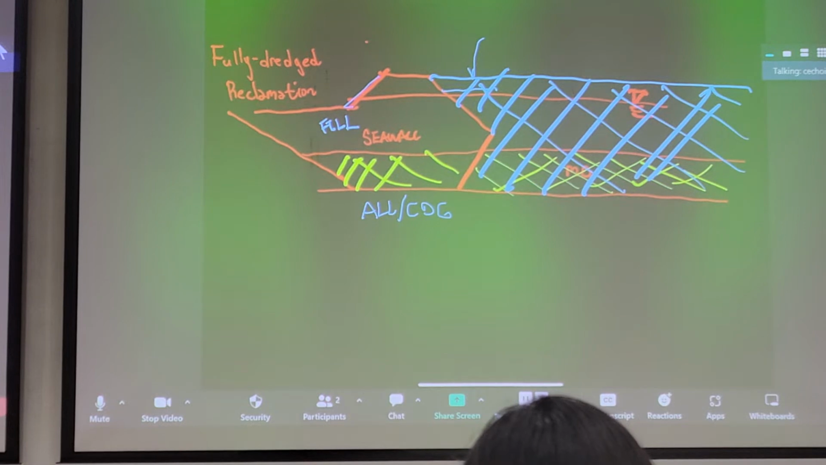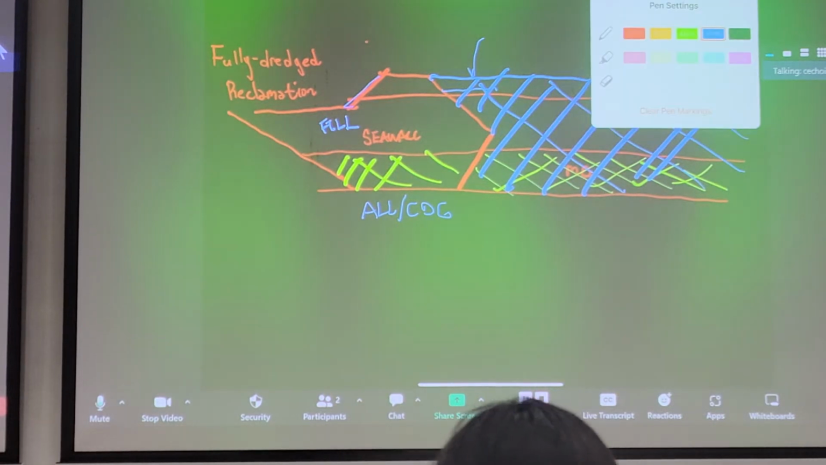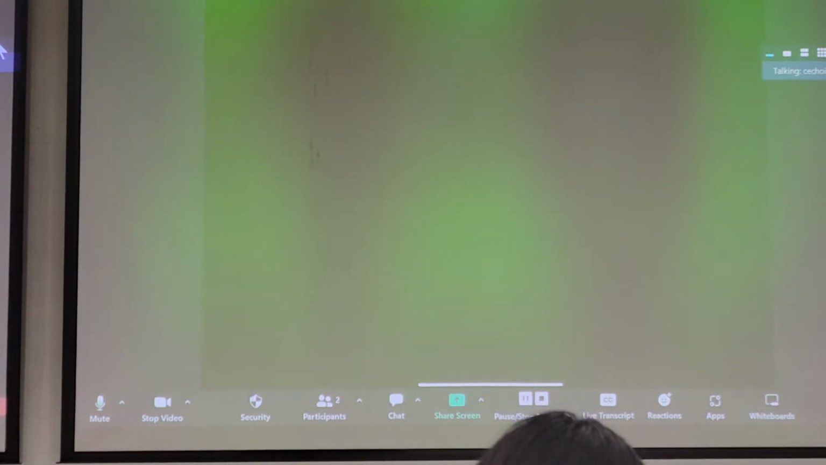Now, with time, we realized, as I mentioned, that it's not sustainable to carry out fully dredged reclamation, right? So we start to look at, can we carry out partially dredged reclamations or undredged reclamations? Now, when you start carrying out partially or undredged reclamations, this is where the challenge comes in, because you now have to deal with the highly compressible clay layer. So if we look at, well, we can say partially dredged.